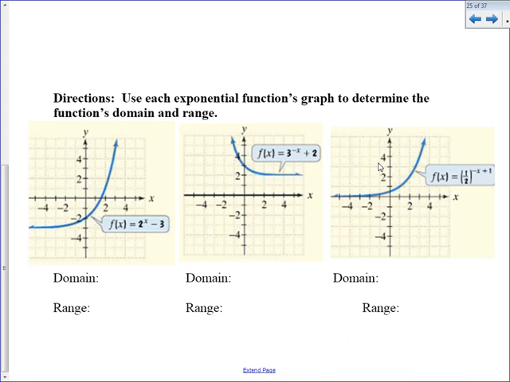So here's a bunch of different exponential graphs. So we've got some growths, we've got a decay, and this time they've been shifted all around. So these are some shifts, some vertical, and this one's a horizontal shift. You don't have to worry about that part. We're just going to talk about the domain and range.